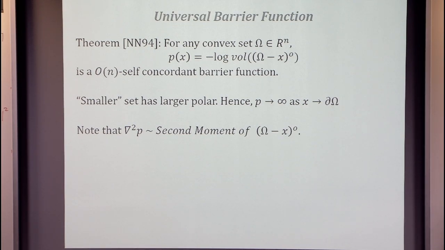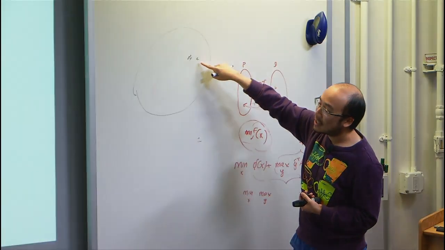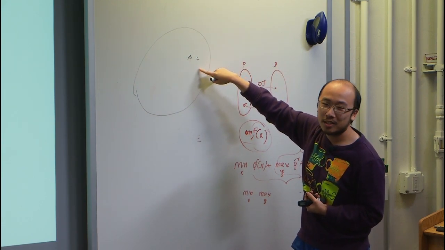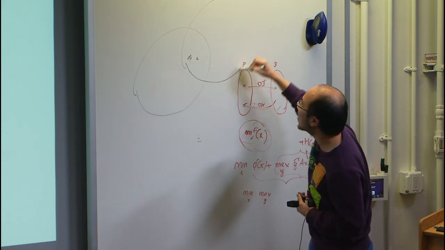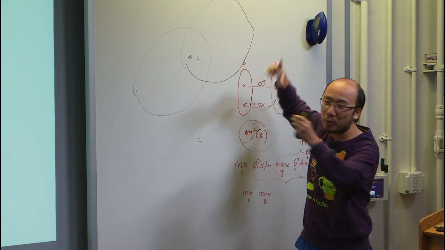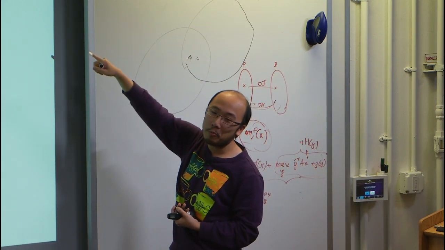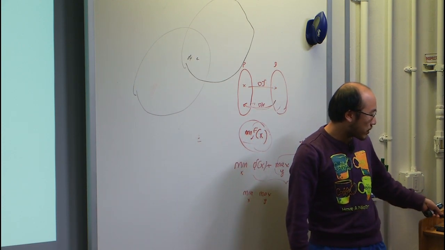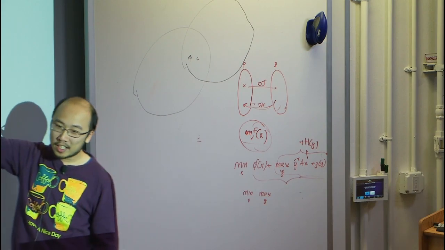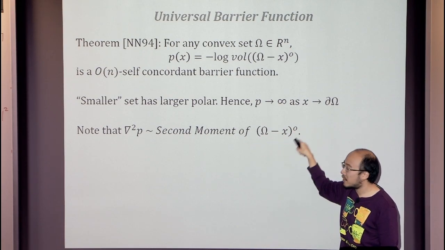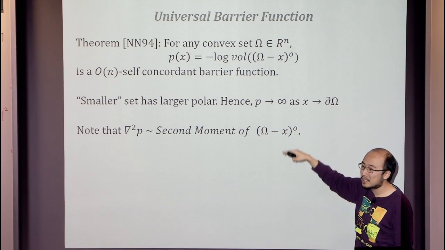Say you have the convex set look like this, and then say your current point X is here. Then you consider the polar of the convex set around this point, which I cannot really draw. Something look like this. Whenever your point is closer to the boundary, then the polar will become larger. So this barrier function will go up when you are close to the boundary. And the reason why this barrier function is good is because the Hessian of this barrier function is roughly equivalent to the second moment matrix of the polar of your convex set.